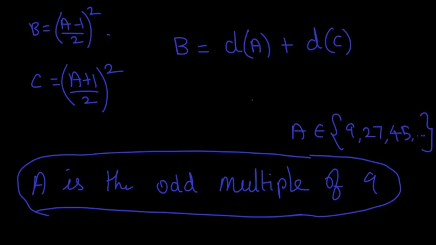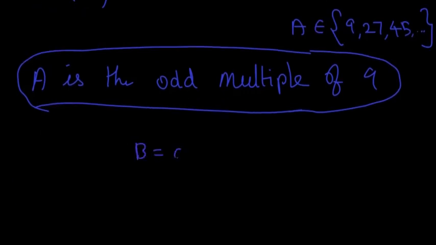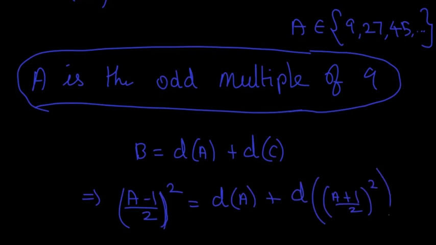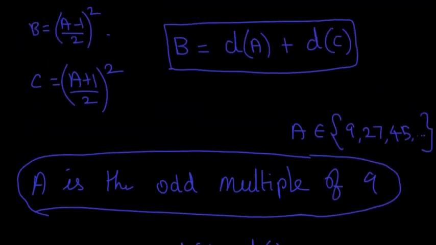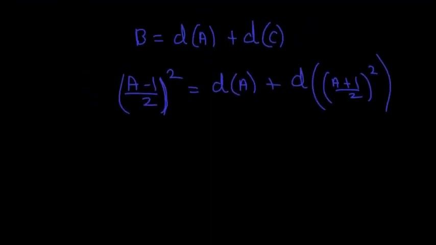So a is an odd multiple of 9, and we have b is equal to (a minus 1 by 2) whole square, and c is equal to (a plus 1 by 2) whole square. Now we are going to apply the c value and d value in this equation. So we got b is equal to d of a plus d of c, and b is equal to (a minus 1 by 2) whole square is equal to d of a plus d of c, where c is (a plus 1 by 2) whole square. Right? We have substituted the b value and c value in the second equation, that is b is equal to d of a plus d of c. We have this. So this is what we got finally.